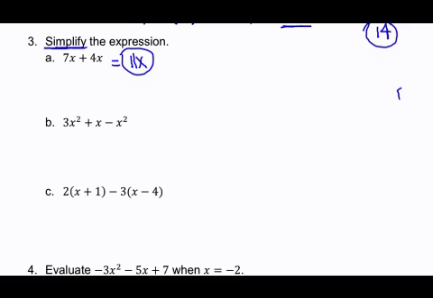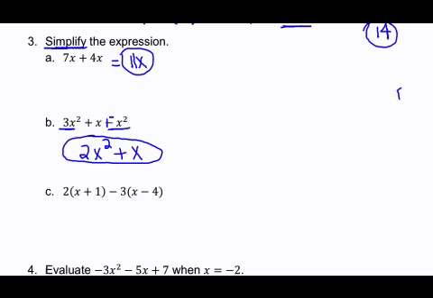Part B, we have 3x squared plus x minus x squared. Again, remember we can only add things that are alike. So the terms that are alike would be our x squareds. Remember, subtracting is the same as adding the opposite, so this is actually a negative x squared. So we have a 3x squared plus a negative x squared, which is 2x squared. And then we are adding on the x. We cannot combine those because we have an x squared and an x, and they are not like terms. So this is our final answer.